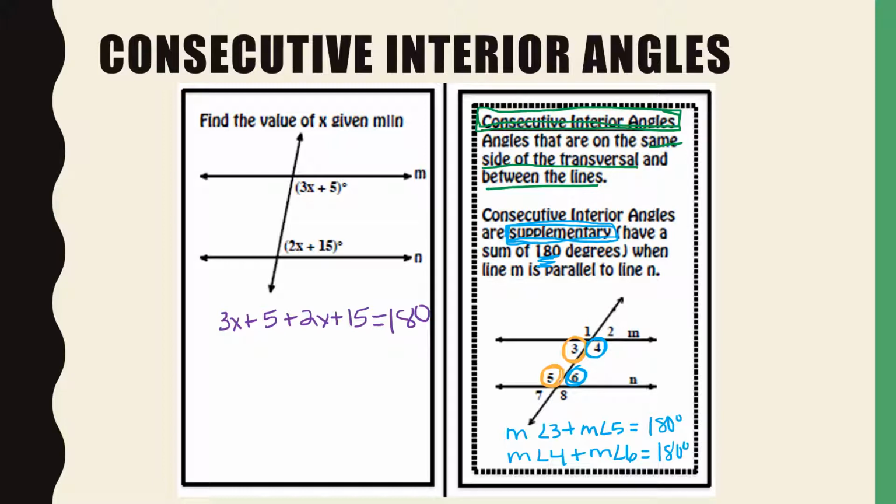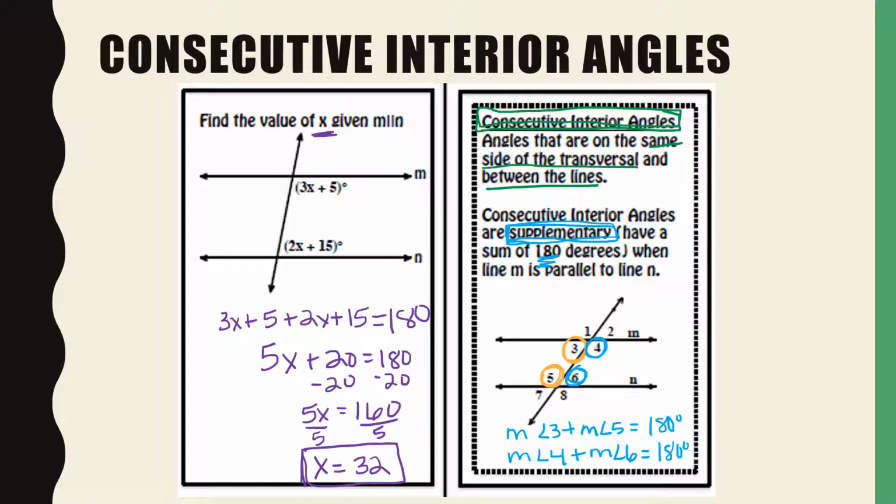So next I want to combine like terms to get 5x plus 20 equals 180. Okay, now I need to solve for x and get x alone, so first step would be to subtract 20. So 5x equals 160. To get x alone, we divide both sides by 5. So x is going to equal 32. Remember, check to see what I need to find. I was only asked to find x. Now that I found x, my example would be done.